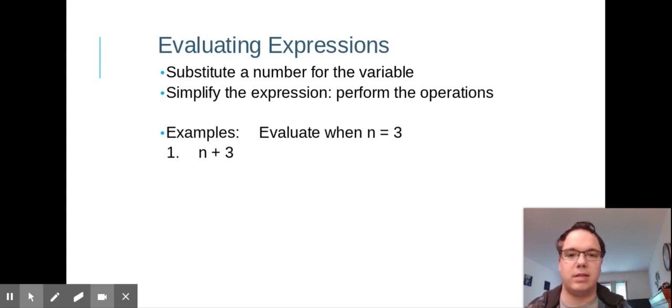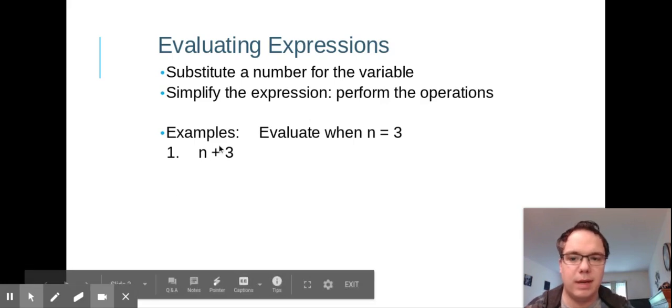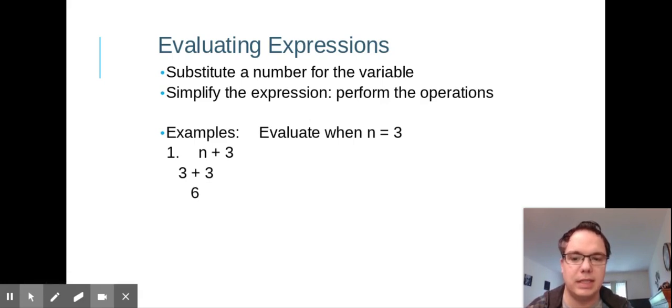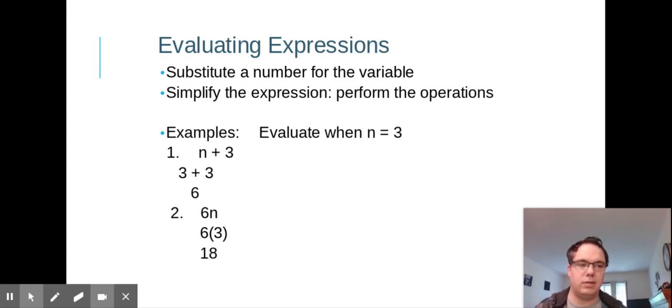So if we have n plus 3, when n equals 3, I'm going to substitute 3 in for this n. I'll get 3 plus 3, and 3 plus 3 is 6. If I have 6n, remember that means 6 times n, so if I replace that n with a 3, I'll have 6 times 3, and 6 times 3 is 18. So we're just plugging in whatever value of the variable they give us and simplifying.